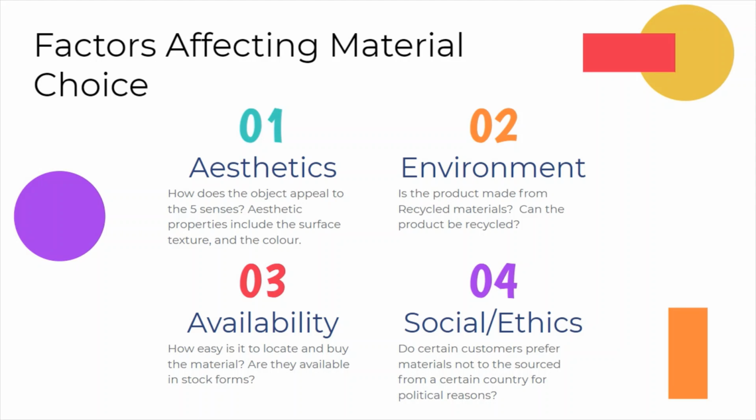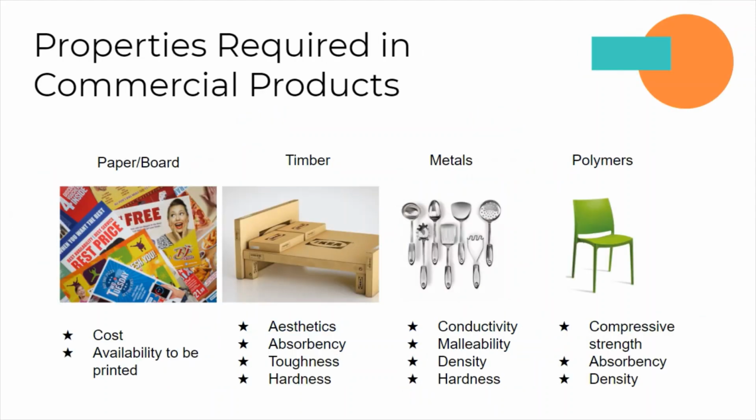Social and ethical factors. Social factors such as social responsibility, for example, customer preferences for not using material sources from certain countries for political reasons. Ethical considerations, for example, only using fair trade products and not using parts made by workers who have been treated unfairly, for example, underage workers working in a sweatshop. Only using materials from ethical sources, such as wood certified by the Forestry Stewardship Council, FSC, to be sustainable, where replacement trees are planted for each one used.